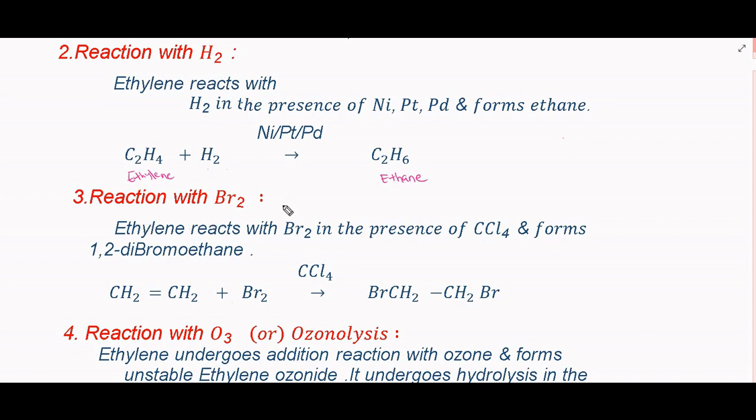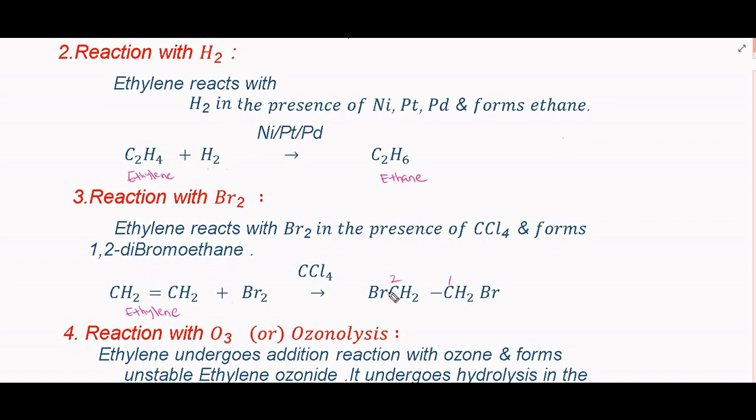The third reaction is reaction with bromine. This is also an addition reaction. In this reaction, ethylene reacts with bromine in the presence of carbon tetrachloride and forms 1,2-dibromoethane. It gives us 1,2-dibromoethane.